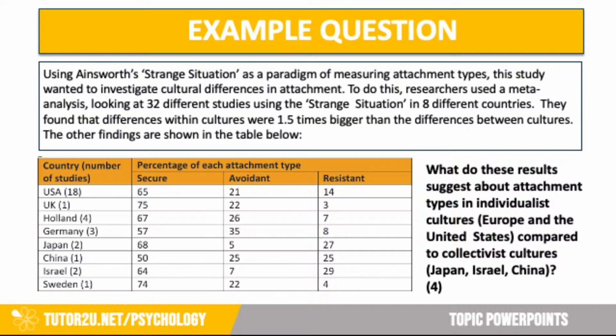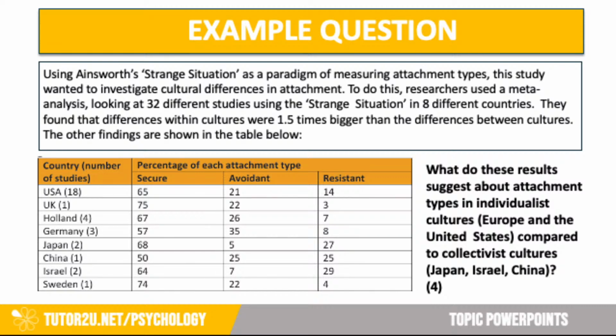So you've got the bit of a blurb, you've got the table, and then you've got your question there. So what do these results suggest about attachment types in individualist cultures, Europe and the United States? So they've picked out, they've kind of helped you by explaining which are the individualistic cultures compared to collectivist cultures. And again, they've given the examples then of Japan, Israel, and China.